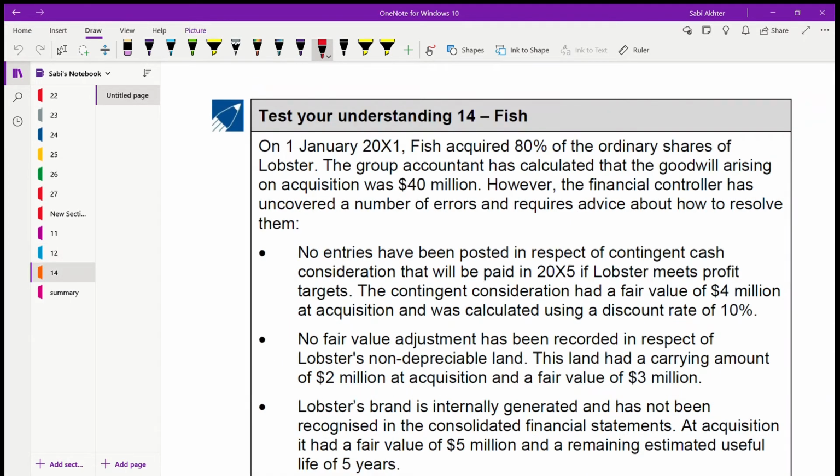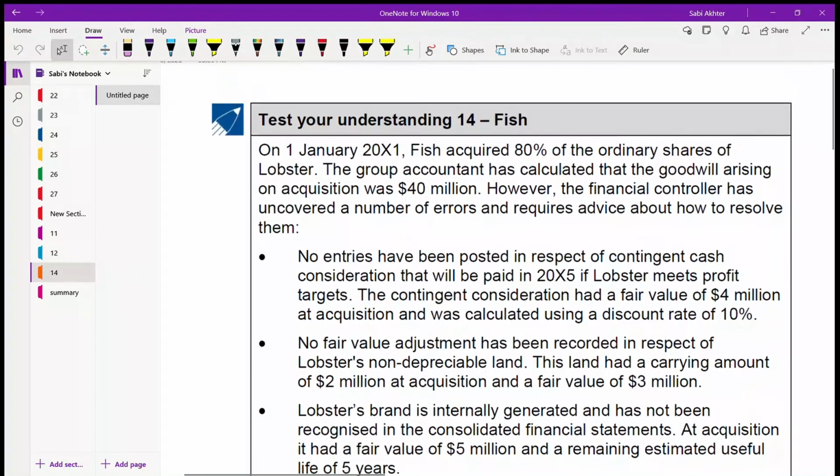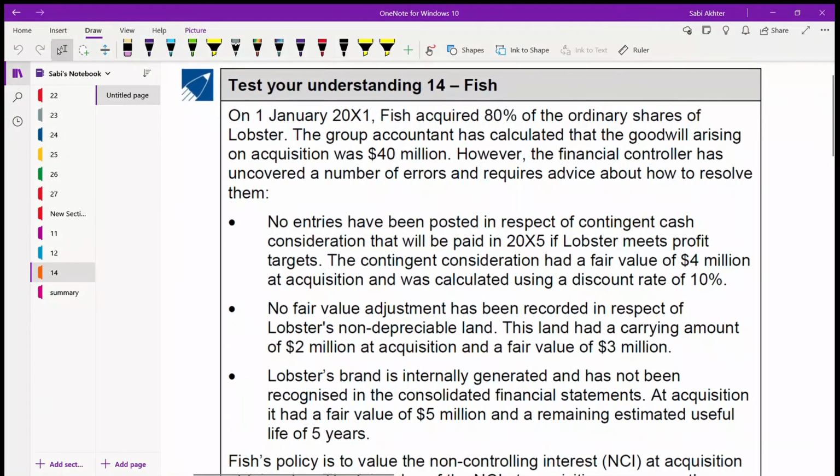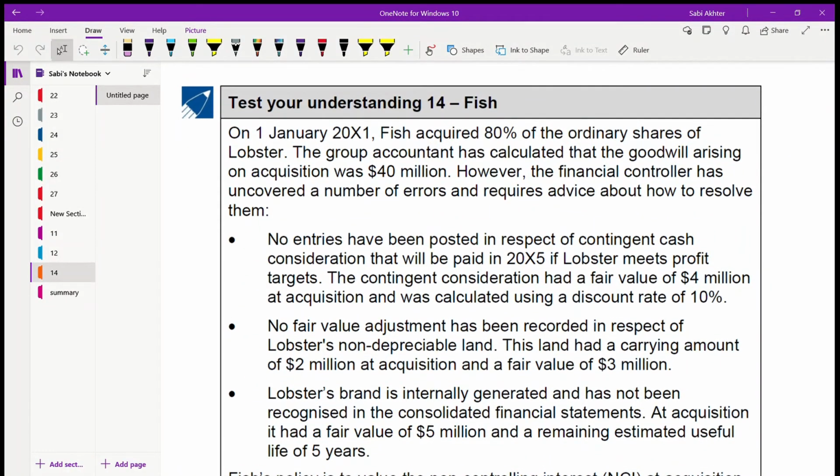So the last question. Test understanding 14, Fish. On 1st of January 2001, Fish acquired 80% of ordinary shares of Lobster. That means it's a subsidiary. And they have calculated goodwill at 40. But there were some number of errors that they have discovered and they want some advice now.